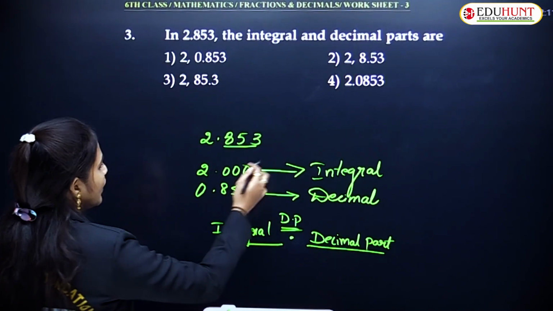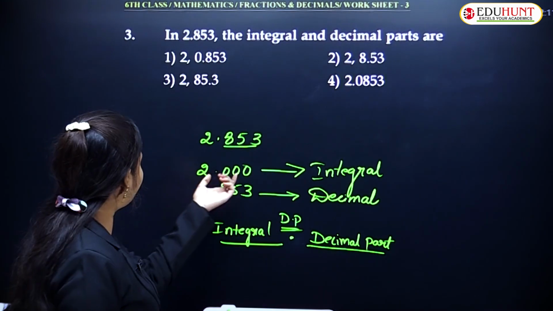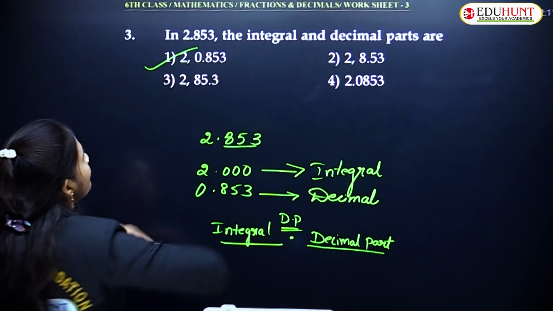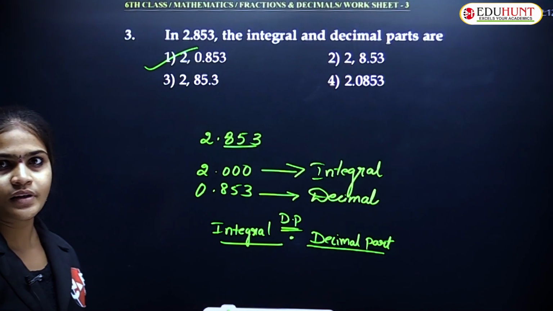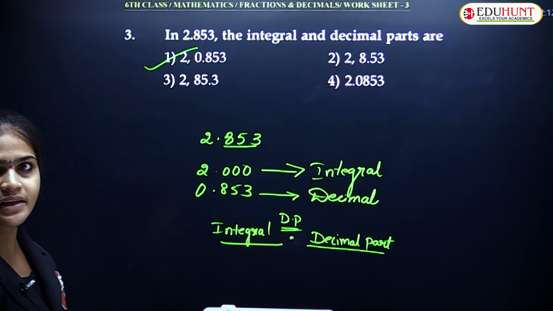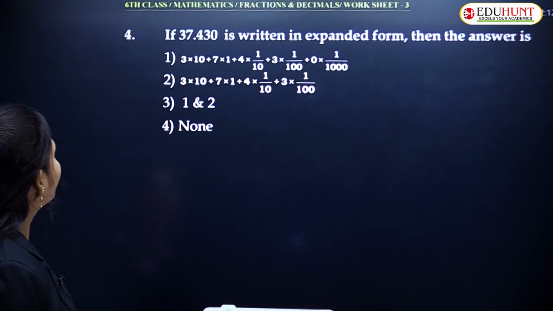2 and 2.00 means again we need to take that as 2 only, no? So here 2 and 0.853. 2 is the integral part and 0.853 is the decimal part. Understand? Yes. Next.